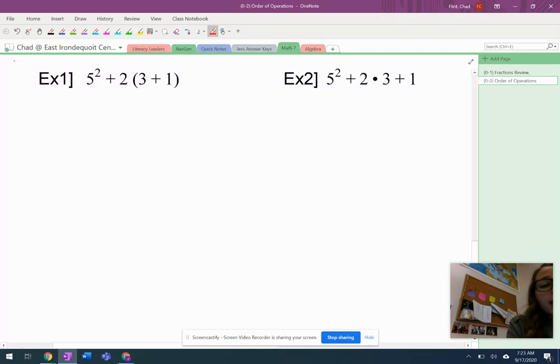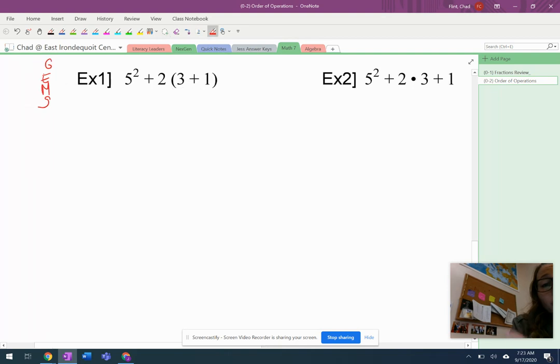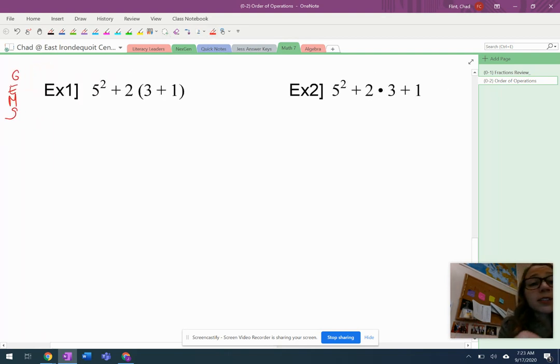Keeping in mind I've got that GEMS in the back of my head. G stands for groupings. Do I have any groupings here? And I do. I have this 3 plus 1 in these parentheses here that I need to look at. So when I add 3 plus 1, that gives me 4.